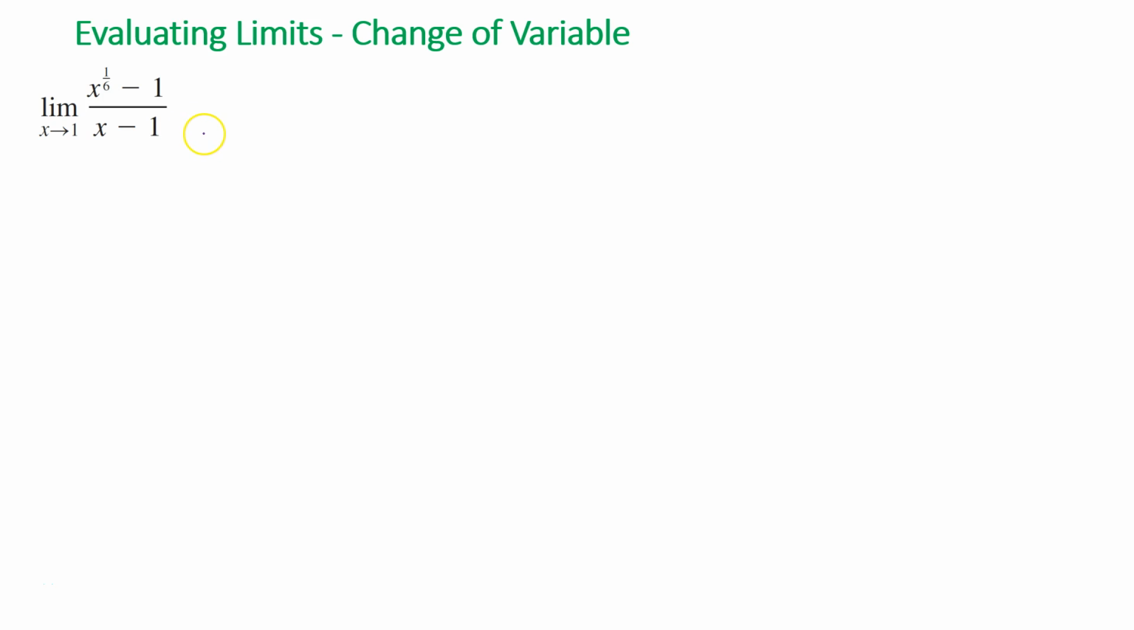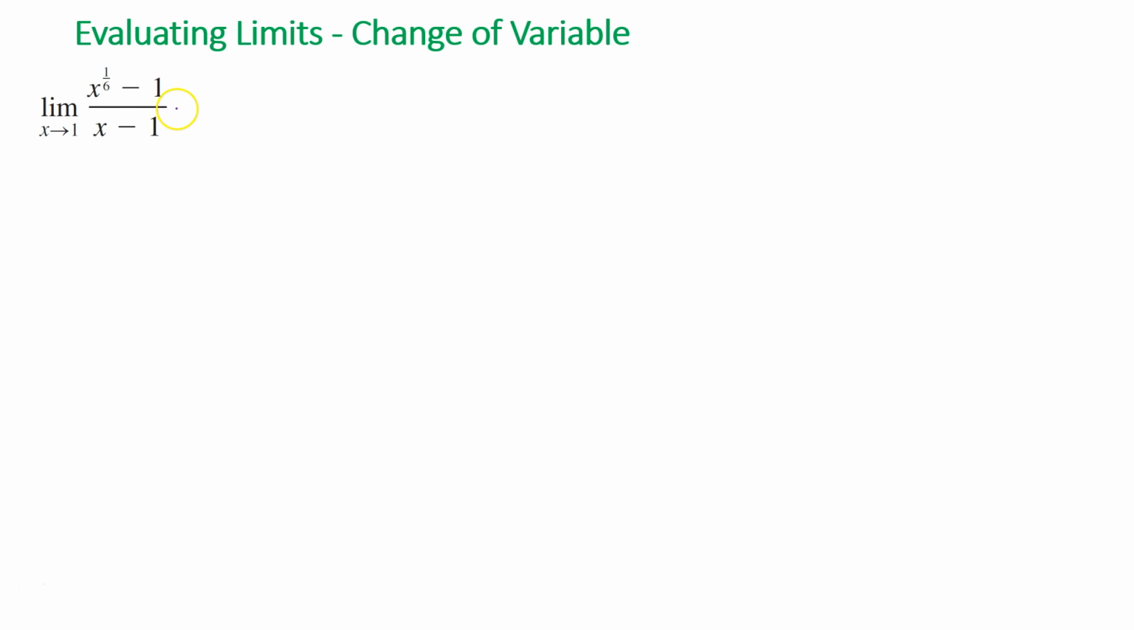In this video, I'm going to take a look at the change of variable technique for evaluating limits. And so I'm going to use this problem here in order to demonstrate how this technique is used. So the problem we have here is the limit as x approaches 1 of (x to the power of 1/6 minus 1) over (x minus 1).